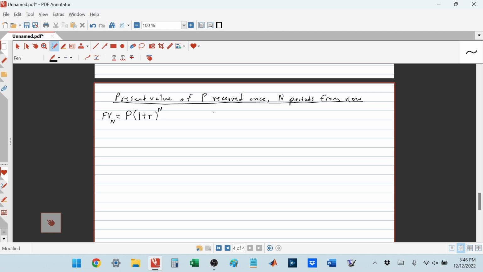So the present value of P dollars received once n periods from now is an amount such that if I could invest it right now and let it grow for n periods and get an interest rate of r every period, it would be worth P.